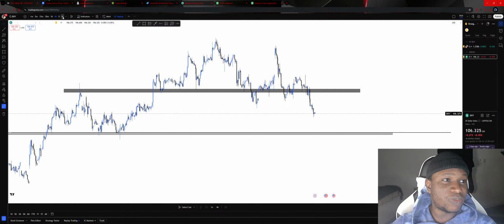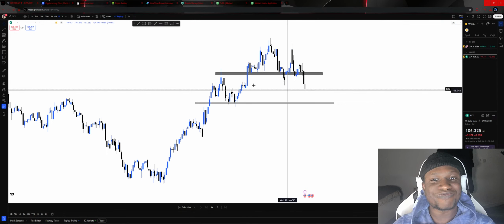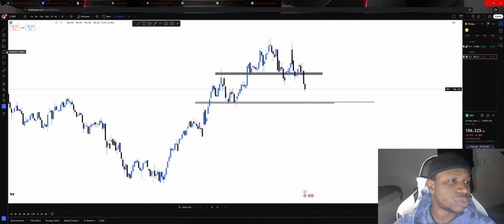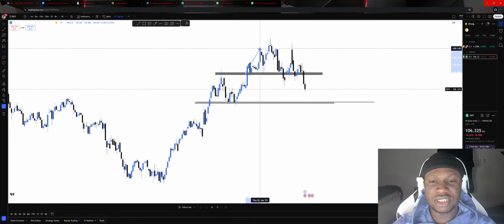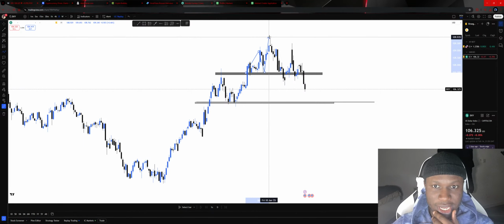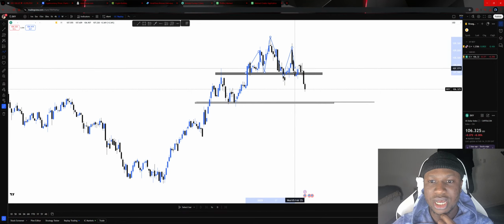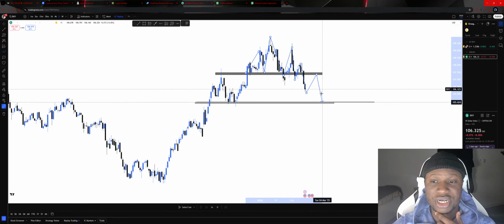You can see that this can overall be considered a head and shoulders. If we take this as the left shoulder, the head, the right shoulder, and then this is the break of the neckline. So possibly a retest of the trend line, a retest of the neckline and the structure, and then a further continuation to this zone.